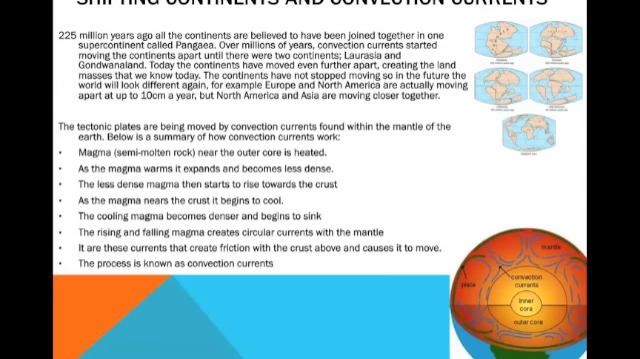And then the rising and falling of magma creates circular currents within the mantle. Because, for instance, look at my mouse here. If it gets hot here, so it goes up, and then it gets cold, so it goes back down. But it's not only happening here, it's also happening here, here, here, here, here, here. So this does affect the plates that are on top. So the rising and falling magma creates circular currents within the mantle, and these are the currents that create friction with the crust above and cause it to move. This process is known as convection currents.